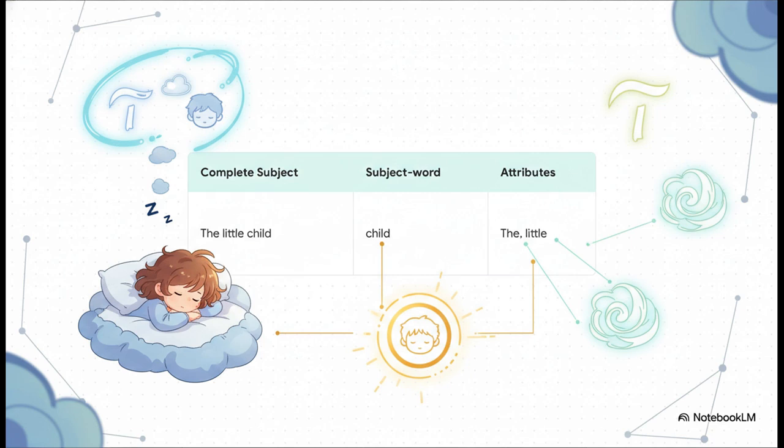This here is a perfect example. In the sentence, the little child is sleeping, the entire subject is the little child, but the core of it, the main subject word, is just child. The other words, the and little, we call those attributes. They're just there to describe our main noun.